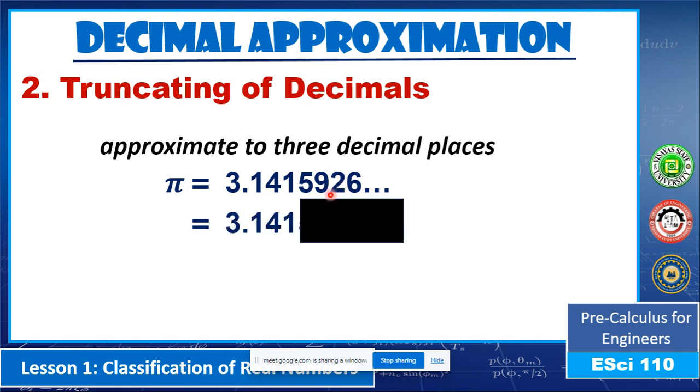So let's just put it in this way. So 3.141 hanggang dyan lang. The rest wala na. Hindi mo na siya i-add, hindi mo na siya bawasan. As is lang talaga, like you just break this one apart. Then you ignore all the values right after the last digit. So ganito lang mag-approximate ng decimal using this truncating method. So this is just approximately equal to 3.141.